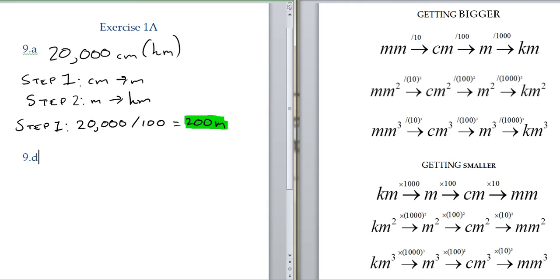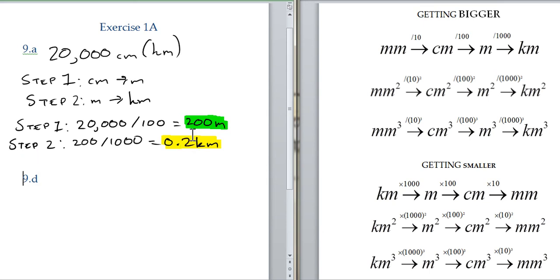Now we use that answer for step 2, because in step 2 we need to convert from meters, from this 200 meters, into kilometers. Again, it's still getting bigger, but now we're going from meters to kilometers, so we divide by 1,000. It's this one here. So we do 200 divided by 1,000. And if you plug that into the calculator, you should get 0.2 kilometers. And that's our final answer, at the end of step 2. So 20,000 centimeters is the same as 0.2 kilometers.